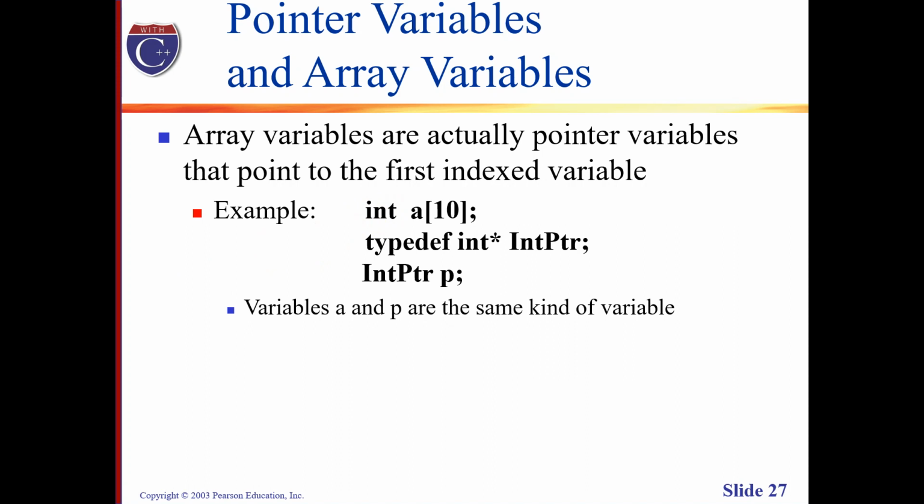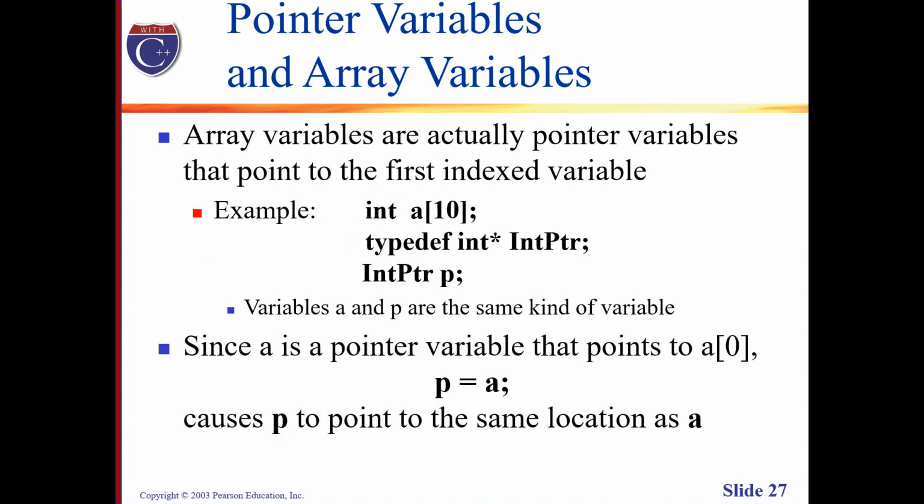In this example, variables a and b are the same kind of variable. Since a is a pointer variable that points to the first index of the array, the following statement causes p to point to the same location as a.